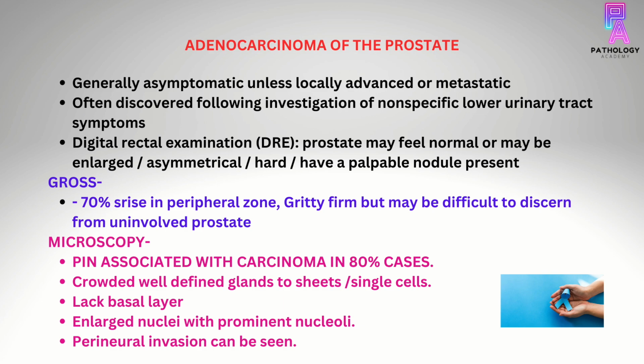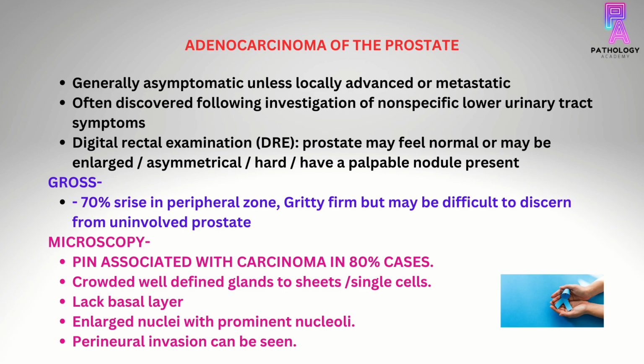Clinically, the patients are generally asymptomatic unless the disease is locally advanced or metastatic, often discovered following investigation of non-specific lower urinary tract symptoms. Digital rectal examination can be done, where the prostate is felt normal or may be enlarged, asymmetrical, hard, or have a palpable nodule present. Grossly, 70% of the adenocarcinomas of the prostate arise in the peripheral zone and are gritty and firm but may be difficult to discern from uninvolved prostate.